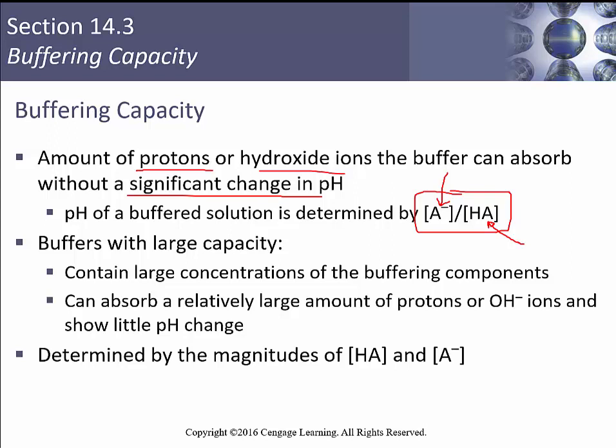Right? Buffers with a large capacity contain large concentrations of the buffering components, and this value up here would be very large, and so we can absorb a lot of acid. And if this HA has a very high concentration, we've got a very high concentration of our conjugate weak acid, then it can absorb a lot of hydroxide ions without breaking our buffer. The pH is going to be determined by the magnitudes of that ratio.